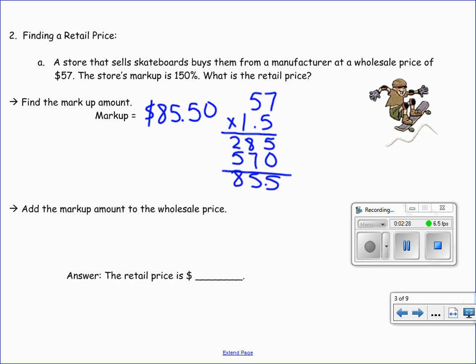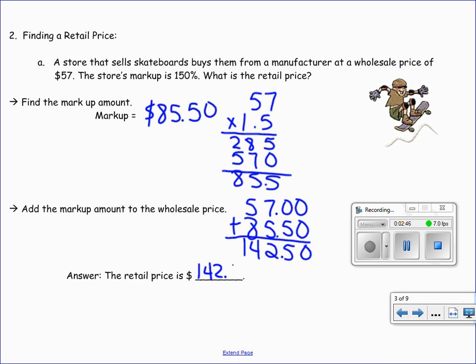Now add the markup to the wholesale price. So the wholesale price was $57. We're going to add the markup of $85.50. When you go into the store to buy the skateboard, its final price would be $142.50.